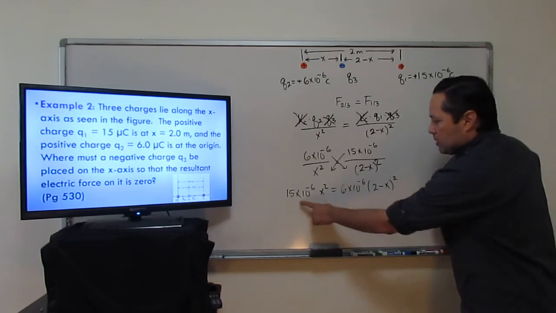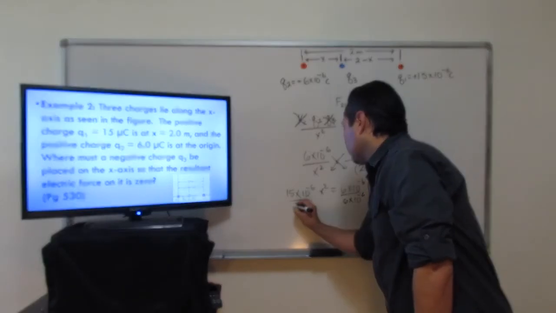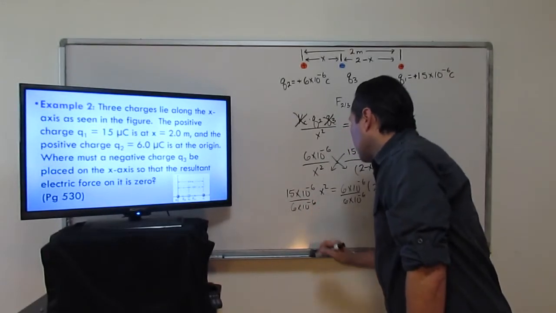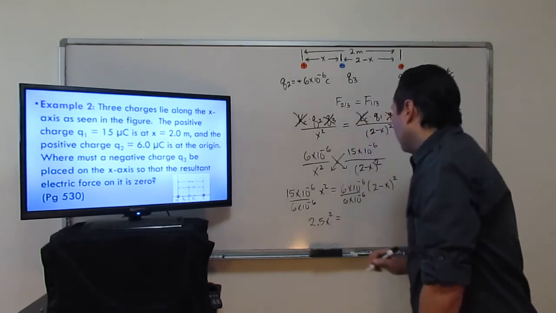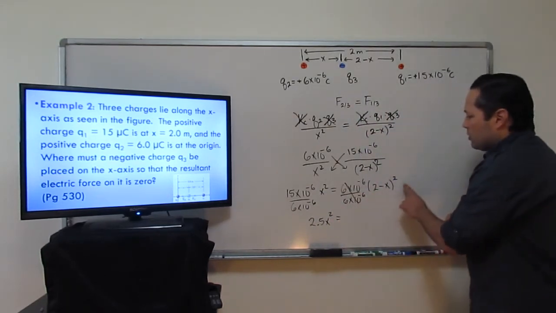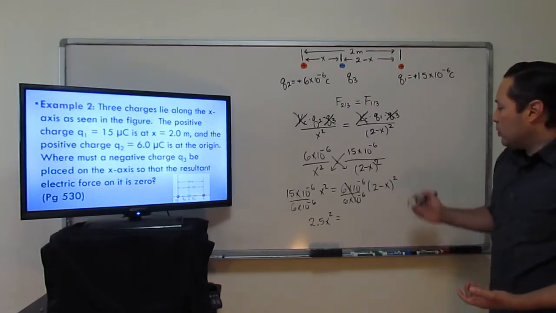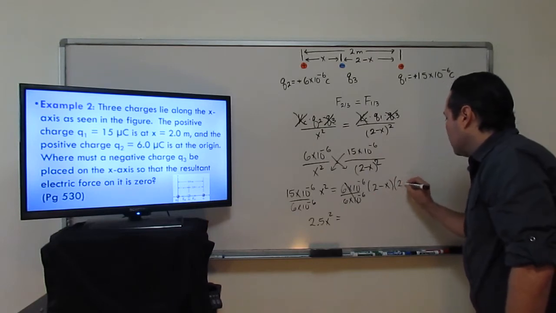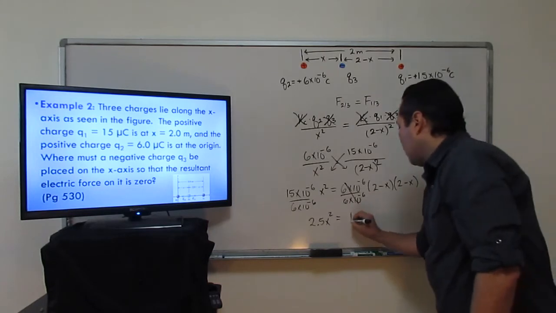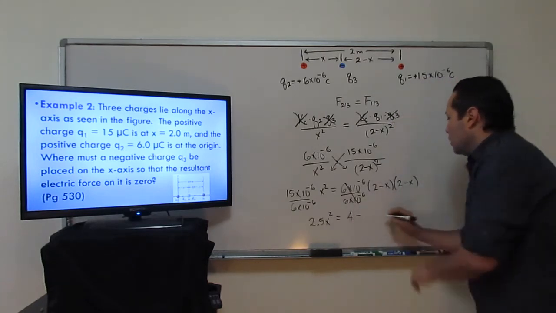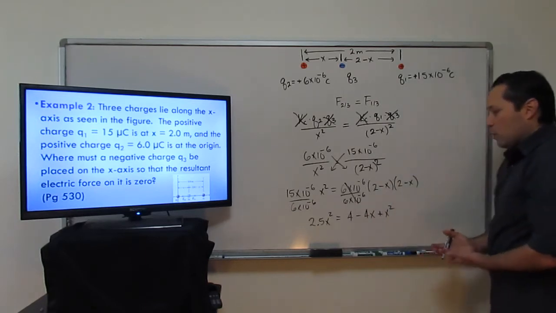So I'm going to divide both sides by 6 times 10 to the negative 6, just to simplify. And that's going to give me 2.5 x squared equals, and this cancels out. Now is a good time to go ahead and square the 2 minus x. So once we do that, it's really 2 minus x times 2 minus x. So it's going to give me 4 minus 4x plus x squared. So that's what we have.